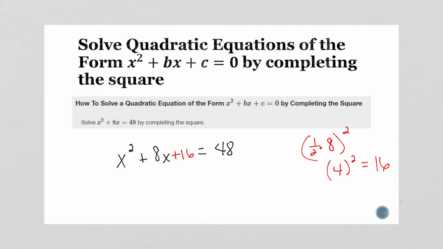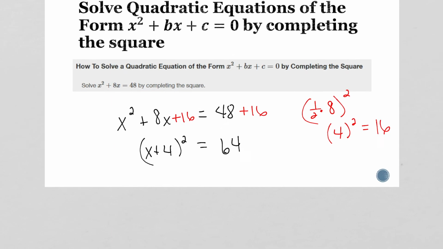But remember, what you do to one side of the equal sign, you have to do the exact same thing to the other side of the equal sign to keep it balanced. So now, because it's a perfect square trinomial, we can factor it into something that looks like this. And then we add 48 plus 16, and I get 64.